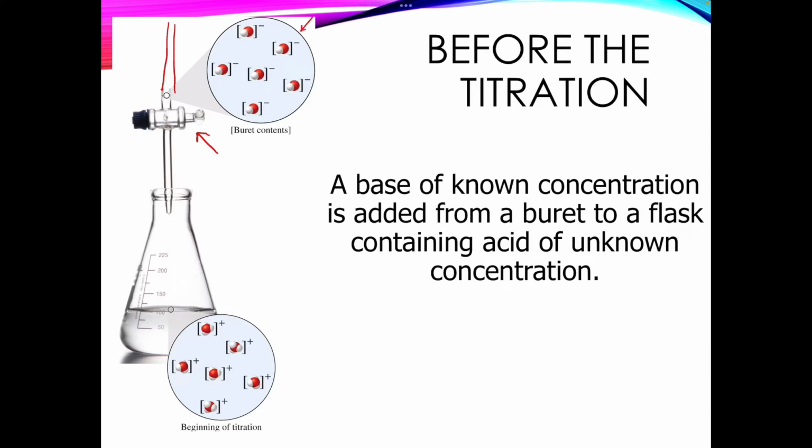So here we have a base. That's why you're seeing these little hydroxide molecules. This part here is called a stopcock, and you turn it to very slowly let out some of this liquid into our flask. Down here is our analyte, the one we don't know the concentration of. Up here is always our titrant, the one we know the concentration of.